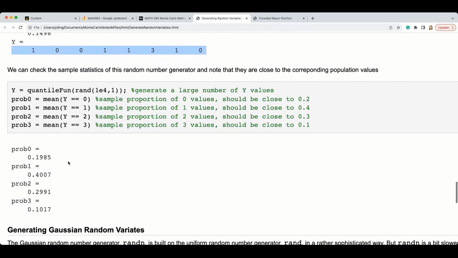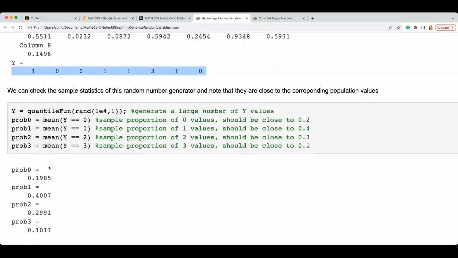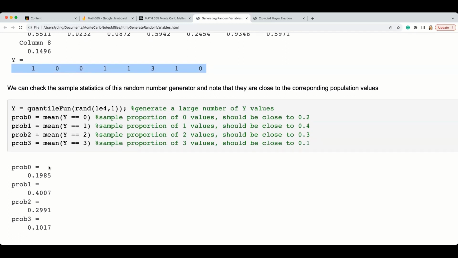And if we check the probability, then you can see that's the way we do that. Any questions for this one? Do I need to show another discrete random variable?